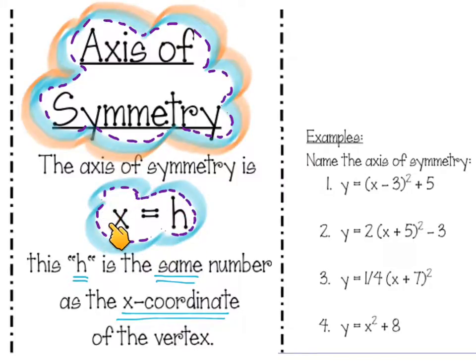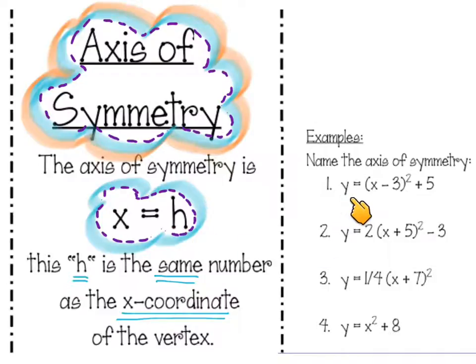And that equation is x equals h. This h right here is the same number as the x-coordinate of the vertex. So whatever you get for h in your vertex is also going to be the axis of symmetry. The only thing you have to remember to do is include this "x equals." If you fail to put this part into your answer and you just put some number down, then you will not get it right because you're not naming a line. You're naming just a random number out there in space.